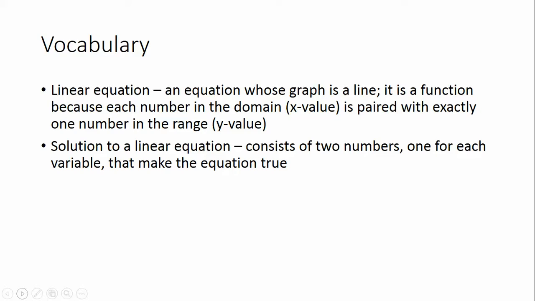The reason we call this a linear function is because each number in the domain, or the x value, is paired with exactly one number in the range, the y value. So our linear equations today will be functions. They will pass the vertical line test when you draw them, and also the x values won't repeat. A solution to a linear equation consists of two numbers, one for each variable, that makes the equation true. Today we'll be working a lot with finding solutions to an equation, so we'll be writing our answers as ordered pairs.